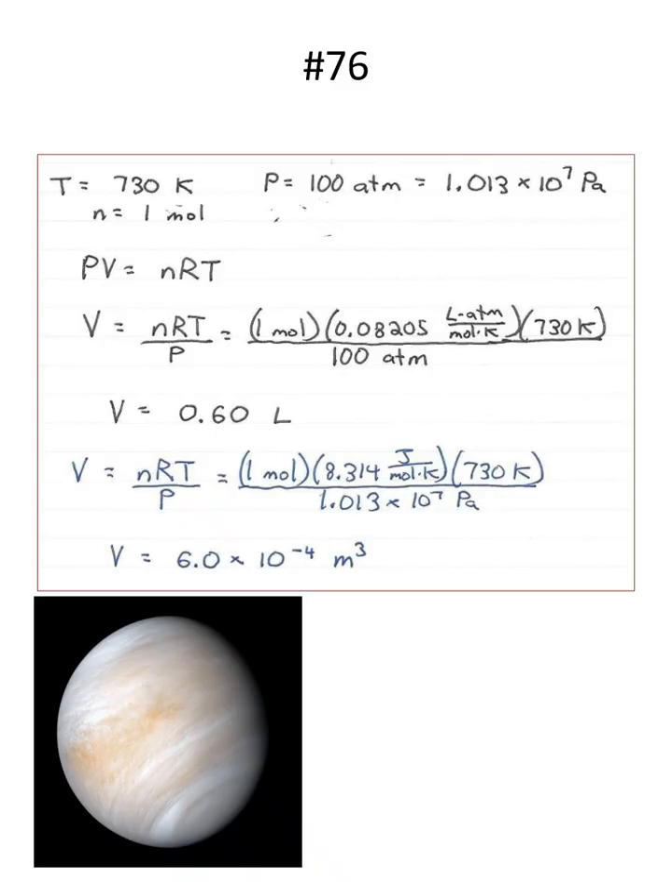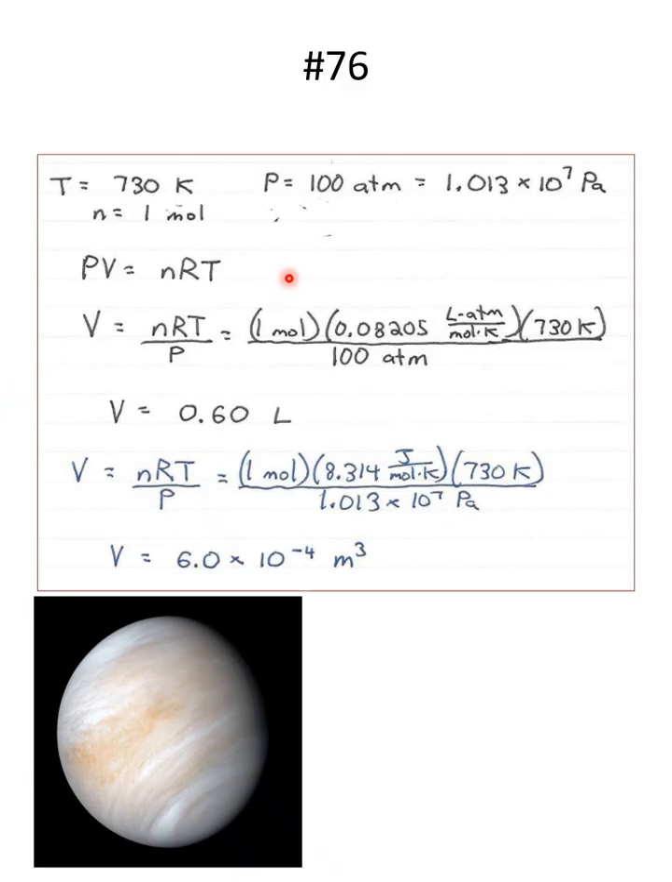Number 76. Venus's average temperature is 730 Kelvin, and its pressure is 100 times that of Earth. Find the volume of 1 mole of Venus's atmosphere. So we have the temperature, we have the pressure in MKS units, so we're going to multiply, if 1 atmosphere is 1.013 times 10 to the 5th pascals, we multiply that by 100, and it's 1.013 times 10 to the 7th pascals. And the question is asking about 1 mole. The question is asking what is the volume. So PV equals nRT. We solve that for V equals nRT over P.